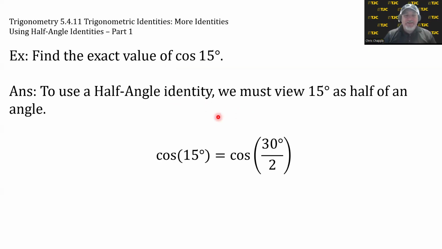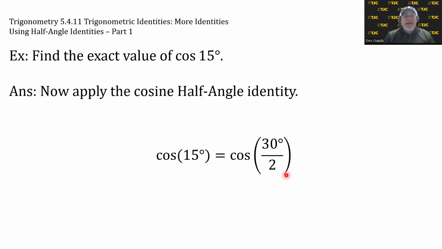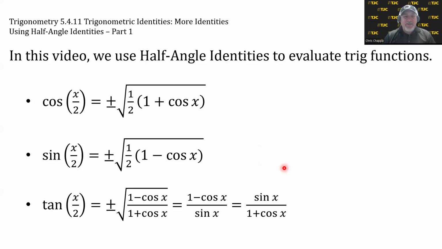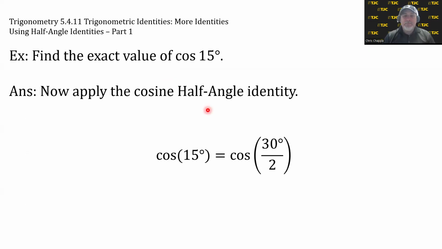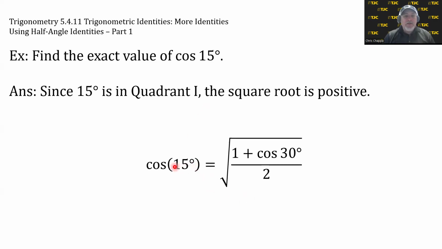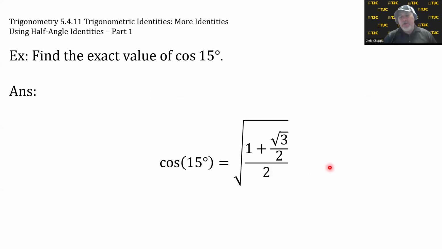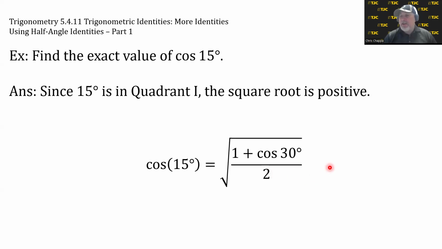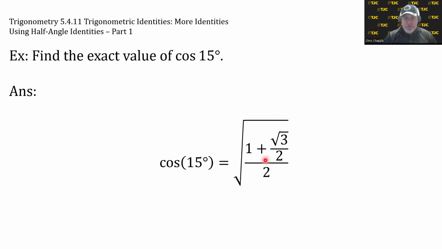So we view 15 as half of 30, as I just mentioned. Cosine of 15 degrees equals cosine of 30 degrees over 2. Now let's apply the cosine half angle identity to 30 degrees over 2. So basically we're pretending in this first identity that x is 30. So cosine of 15 degrees is the square root of 1 plus cosine of 30 degrees over 2. Of course, we know the cosine of 30 degrees, or we can calculate it. It's the square root of 3 over 2.